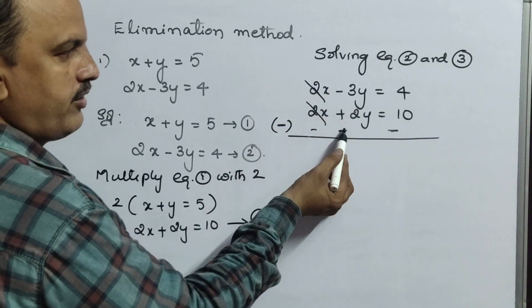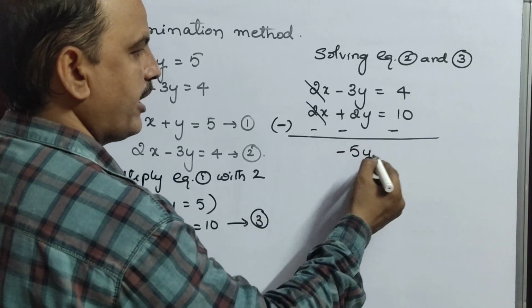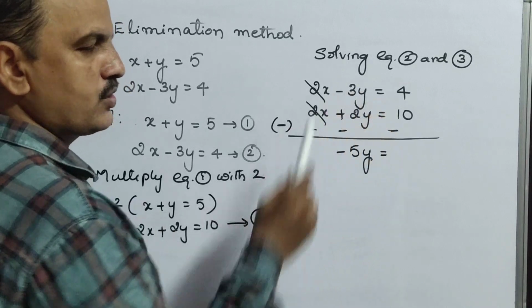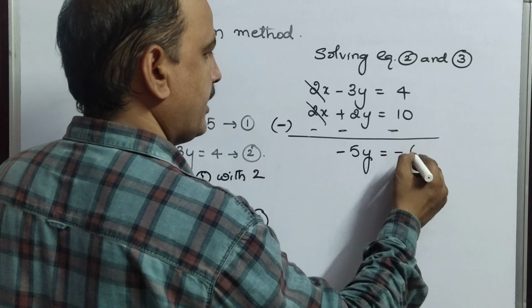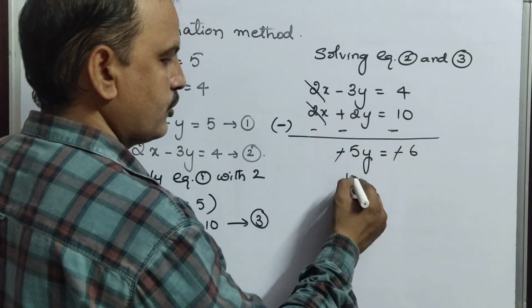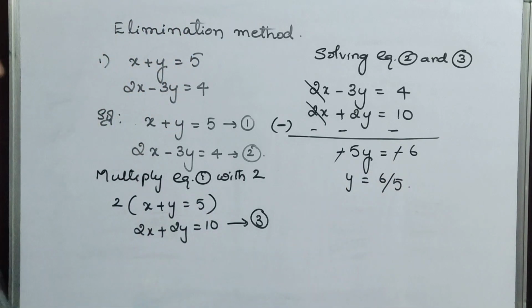Now minus 3y minus 2y, that is minus 5y equals minus 10 plus 4. That is how much? Minus 10 plus 4 is minus 6. Now minus minus gets cancelled. So y equals 6 by 5. So what is the y value you got now? 6 by 5. Okay children.